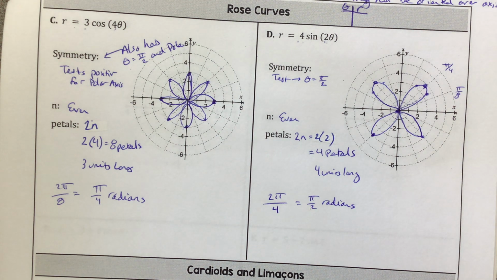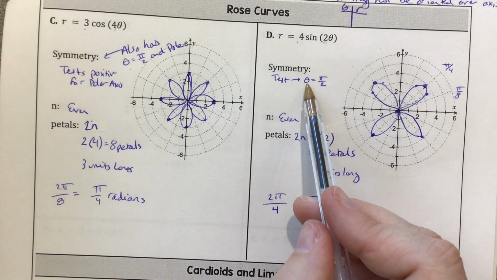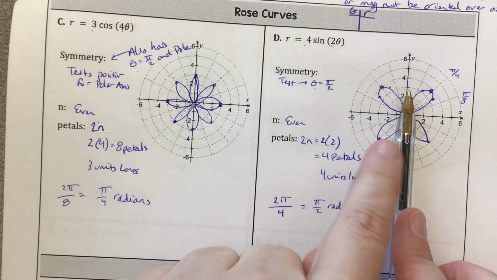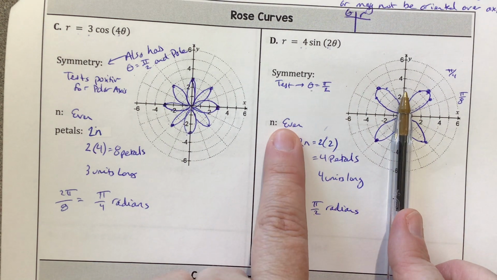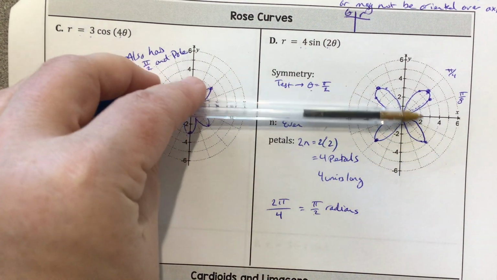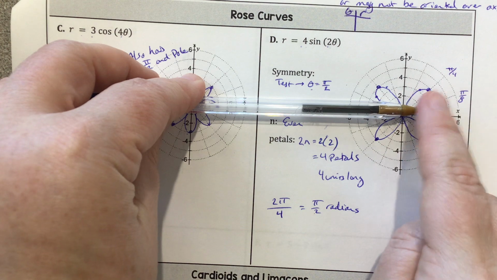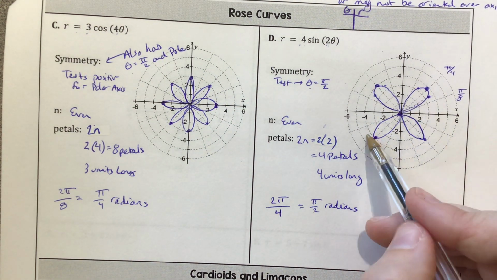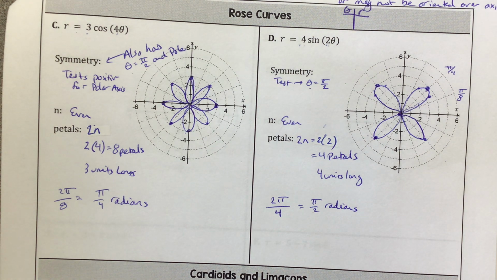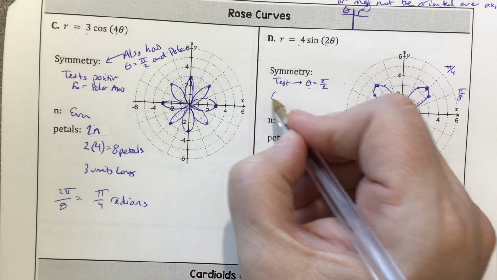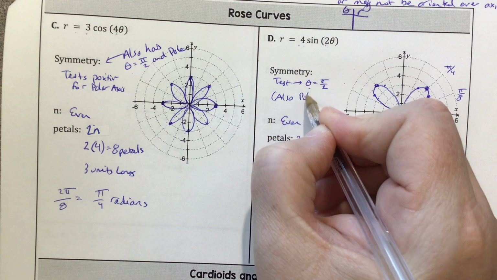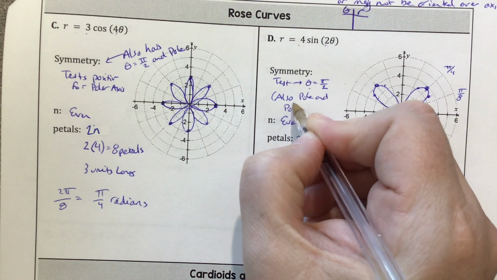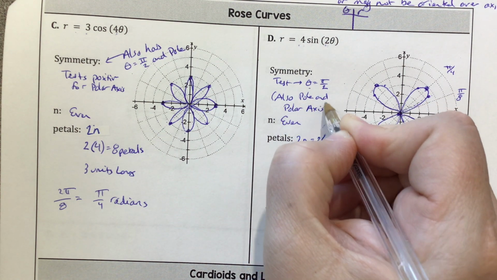Okay, so after we graph, we can see it did have that theta equals pi over 2, that vertical axis symmetry that we tested positively for, but it also has horizontal axis symmetry, polar axis symmetry. I see it also has symmetry with respect to the pole. So it actually has all 3. We can observe that it also has pole and polar axis.